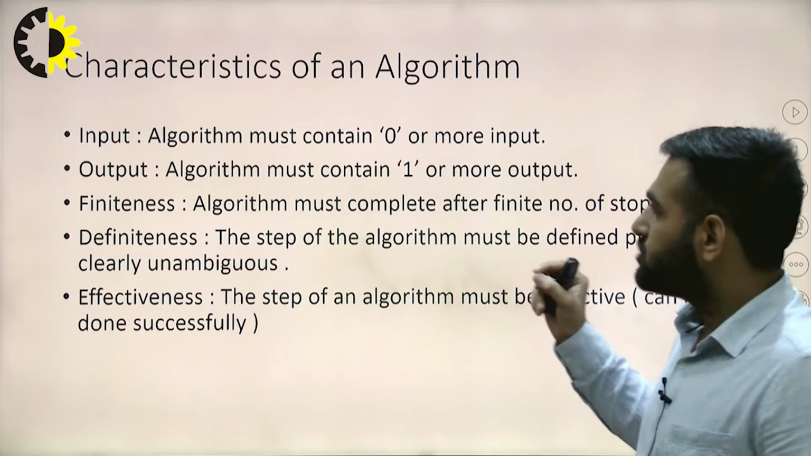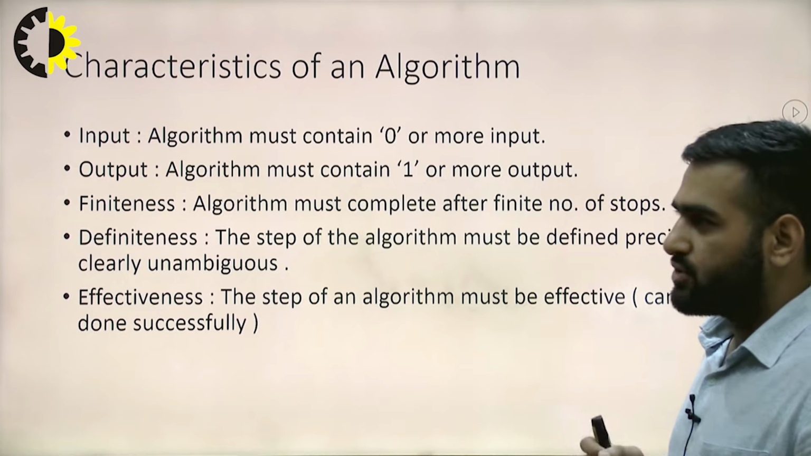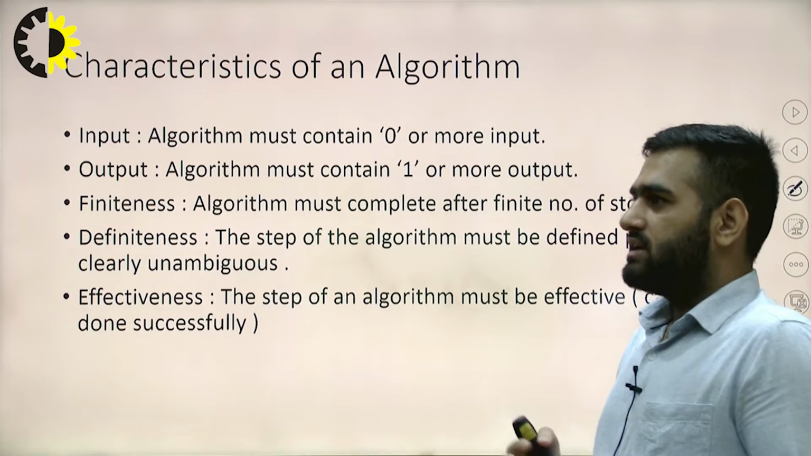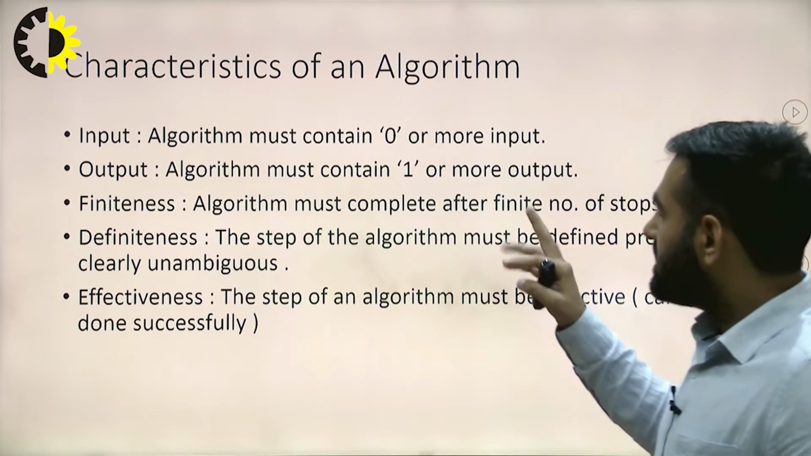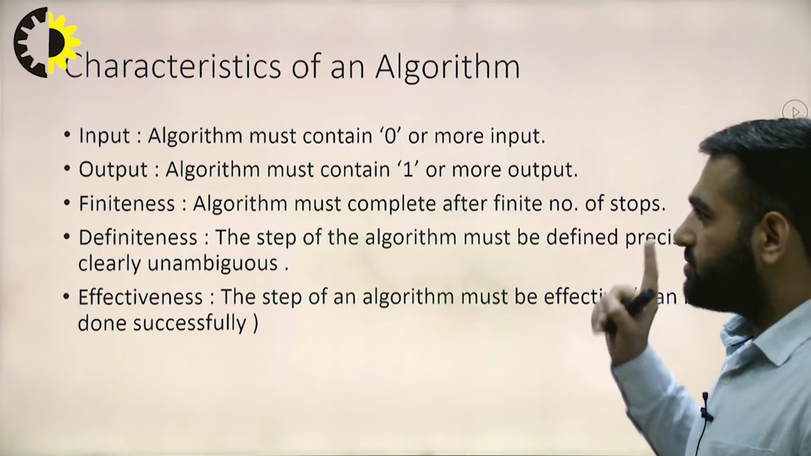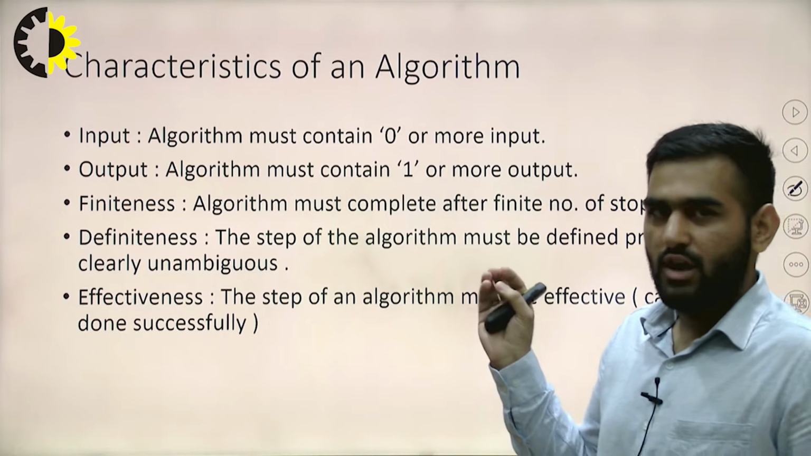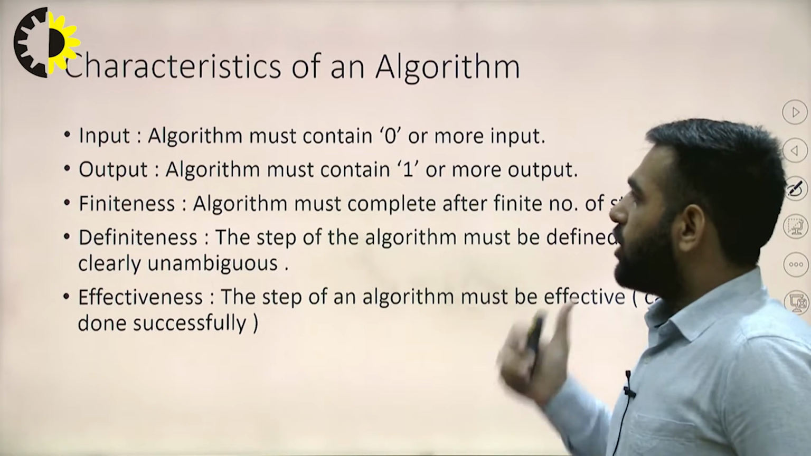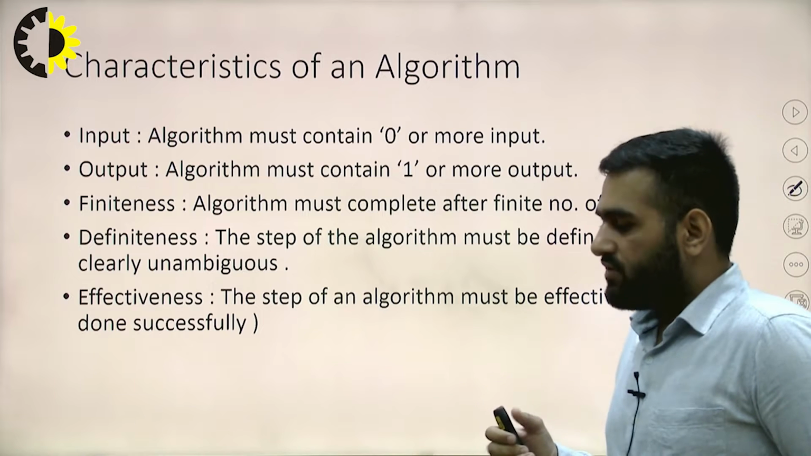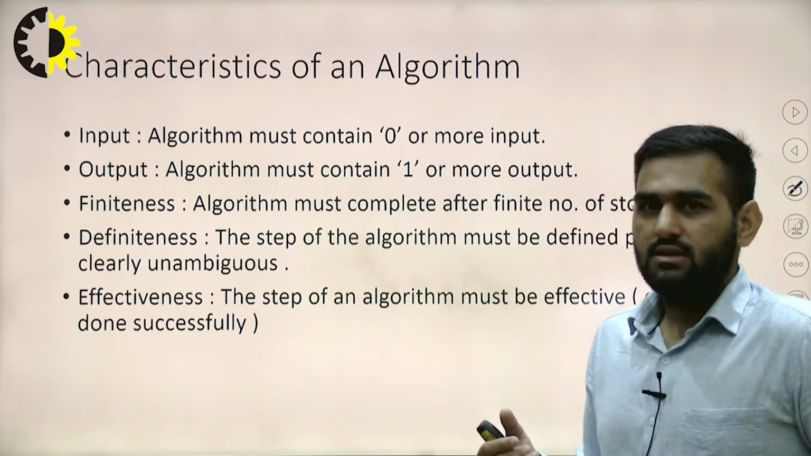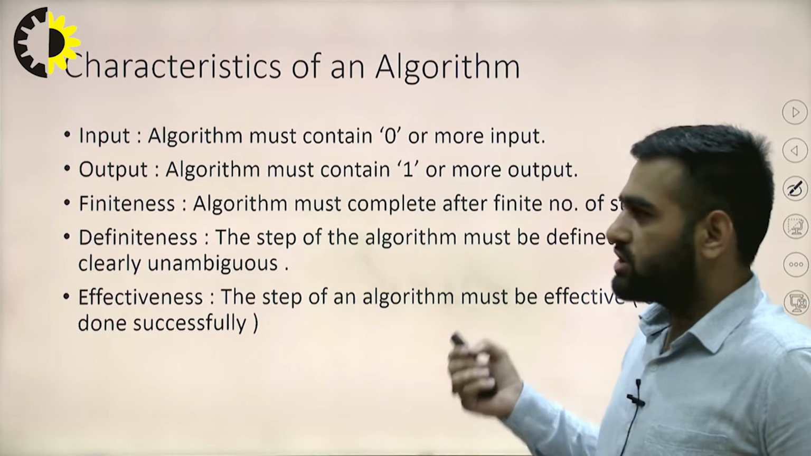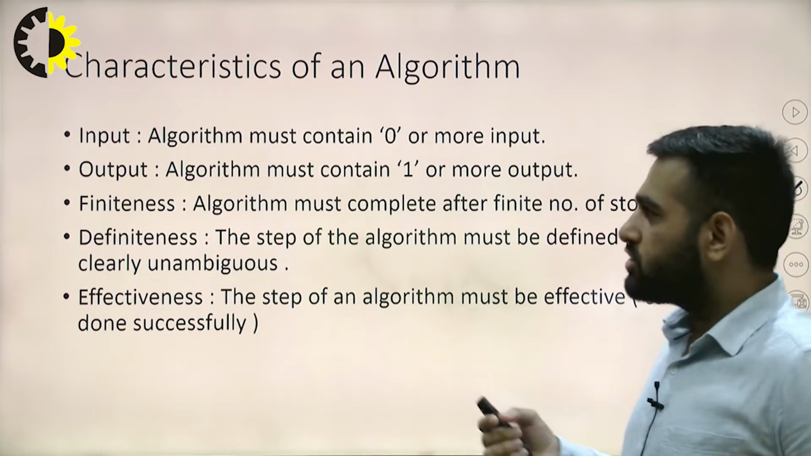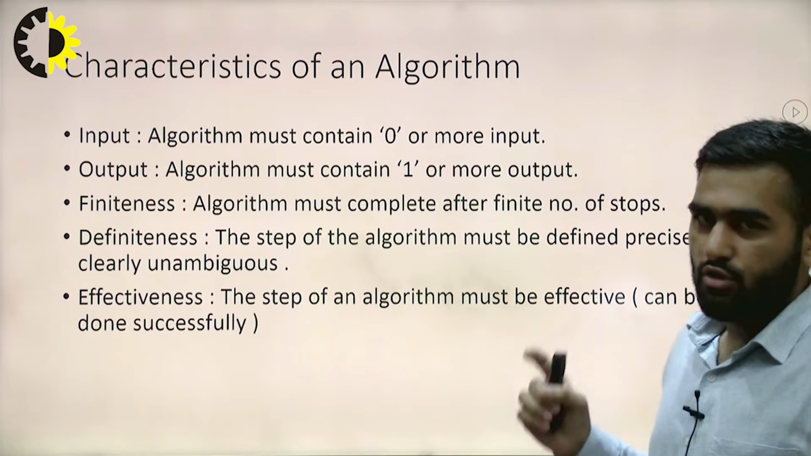Now, an algorithm should have certain characteristics, like it should have a termination condition. First, we will discuss the input. If an algorithm doesn't have an input, on what basis will it perform? It should have zero or more inputs. Next, output. If an algorithm is not giving any output, it is giving nothing. So there is no point in designing an algorithm which doesn't give any output. An algorithm should have at least one output.